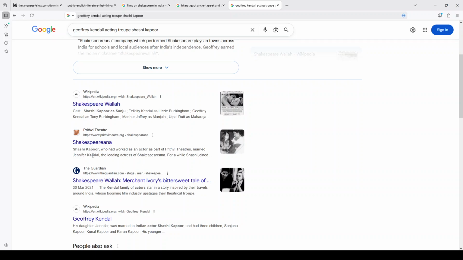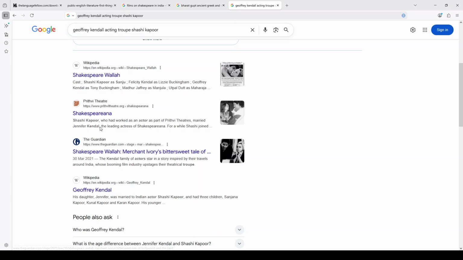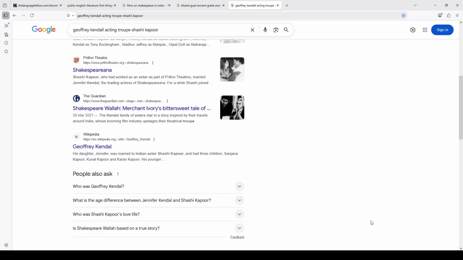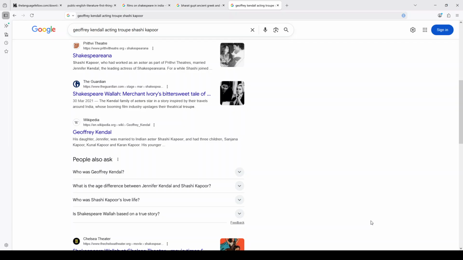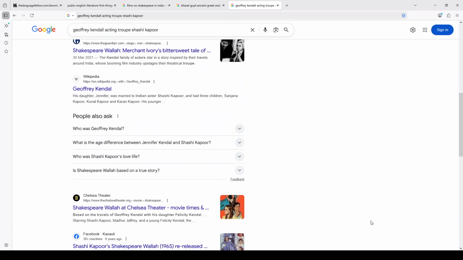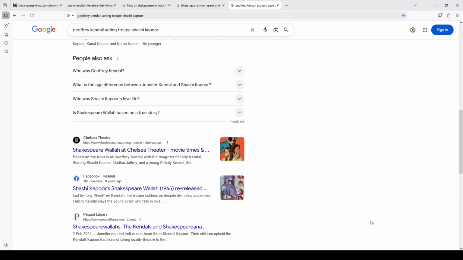So yeah, Geoffrey Kendal, as you can see, it's about knowing Shashi Kapoor, for example. If you know Shashi Kapoor, you'll come across this. I came across this because I was trying to find out what Shakespeare has been like in India. That's from years and years ago. Again, it's not the first time, and it's probably not the last time either that I'm going to discuss this.